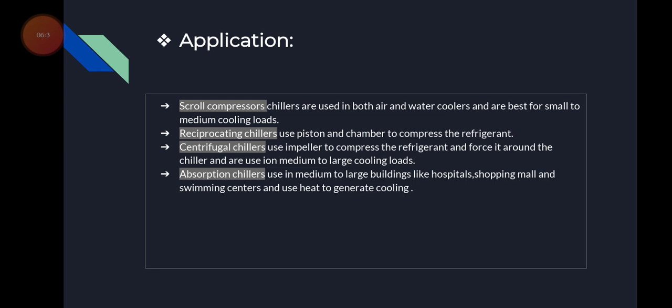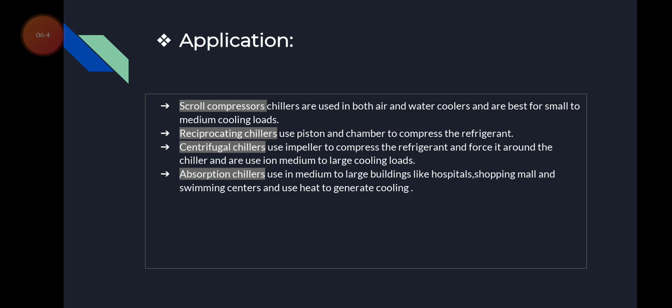Now come to its application. In the application, there are different types of chillers that are also used at a small scale, but the vapor absorption chiller, we know, is used at a large scale, in large areas, for cooling purposes. So chiller applications are given.